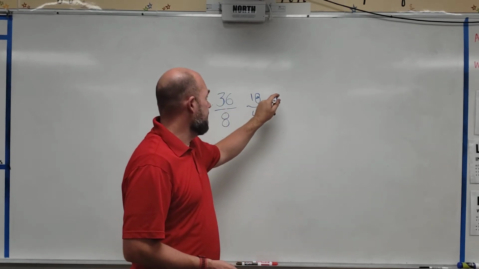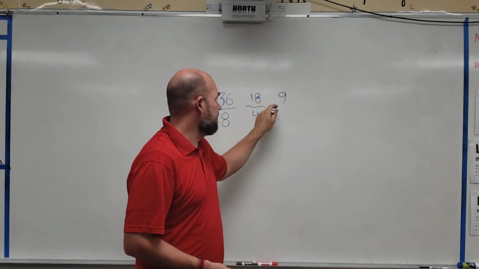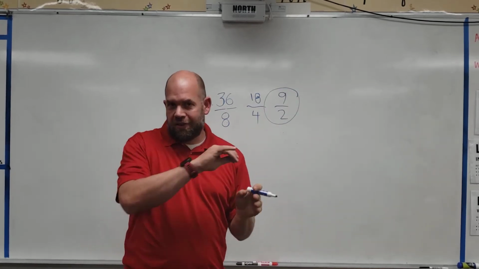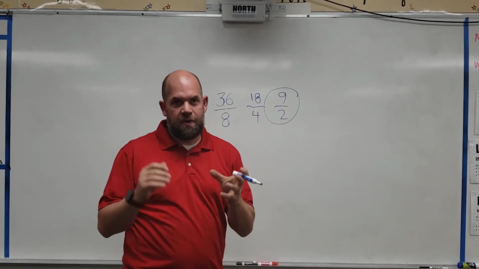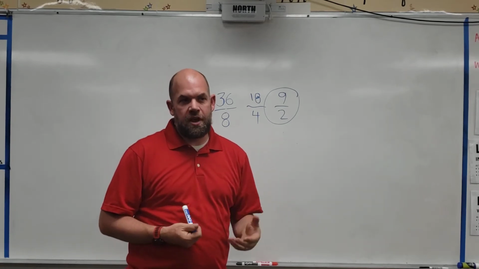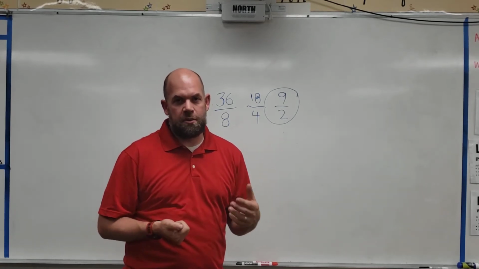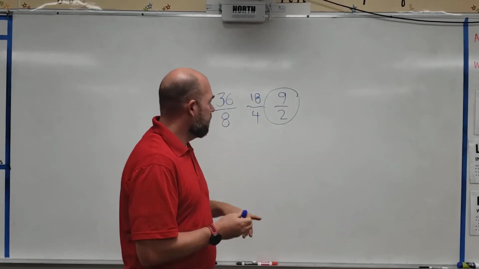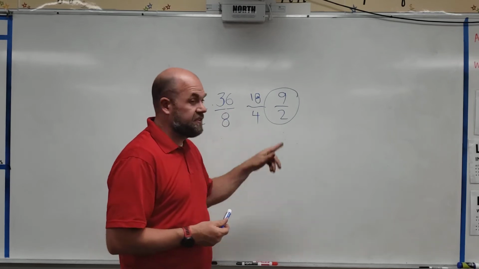Then I divide by 2 again. 18 divided by 2 is 9. 4 divided by 2 is 2. So that was way faster than listing out all the factors and finding the greatest common factor. But the truth is, the more you do this, the more you're just going to know what the greatest common factor is, because you'll be able to do a lot of it in your head. Either way, we now have simplified 36/8 to 9/2.